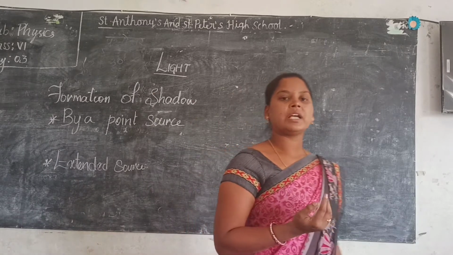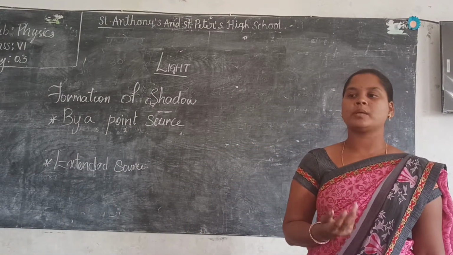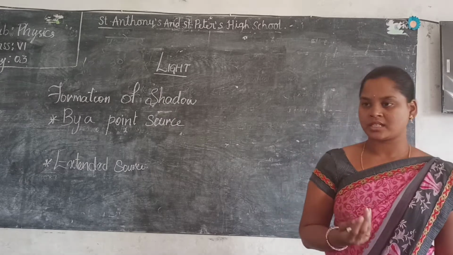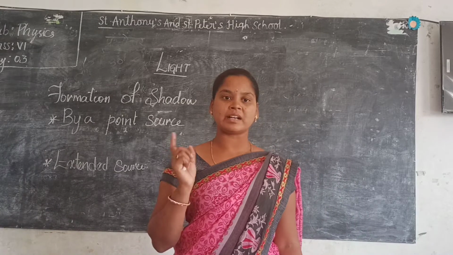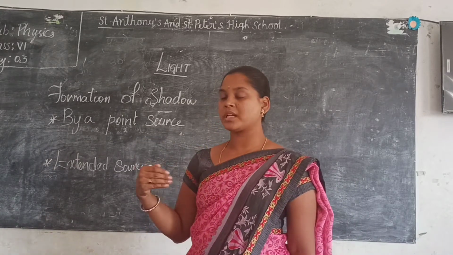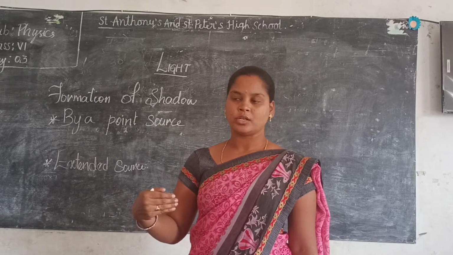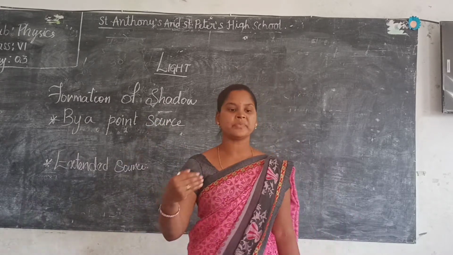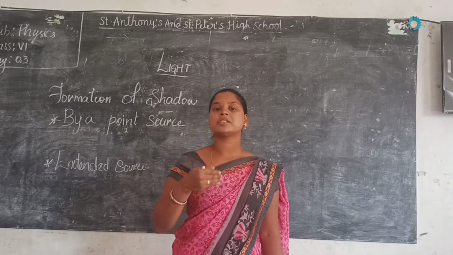So in the last class we have discussed about what? Light. We have discussed point source of light, external source of light, converging, diverging, luminous objects, non-luminous objects, transparent, translucent, optical media, homogeneous media, heterogeneous media. And we have discussed about shadow also.